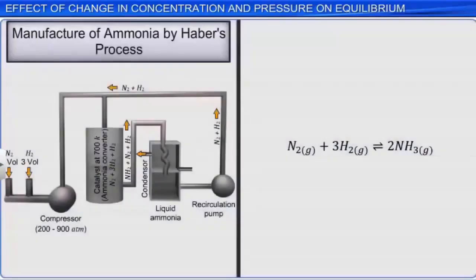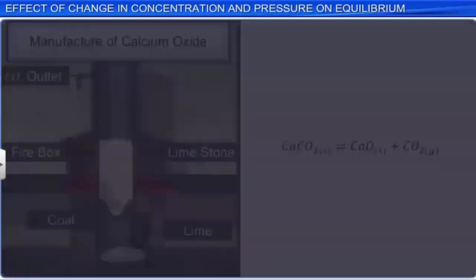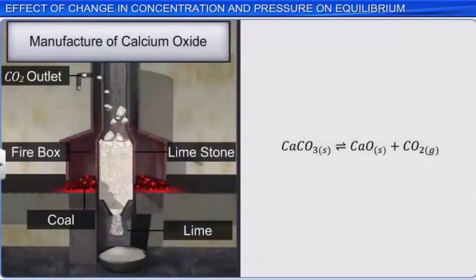In the manufacture of ammonia by Haber's process, a high yield of ammonia is favored by the addition of the reactants nitrogen or hydrogen, or the removal of the product ammonia from the reaction mixture. In the large-scale production of calcium oxide, which is an important building material, from calcium carbonate, carbon dioxide is constantly removed from the kiln, which drives the reaction to completion.